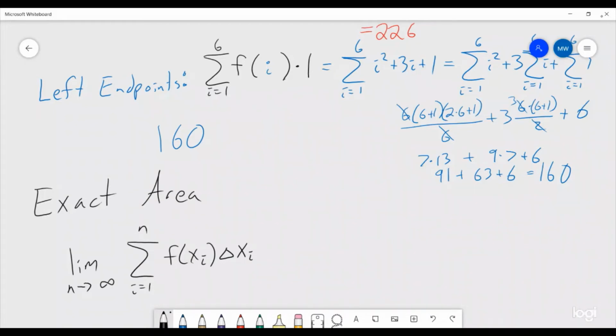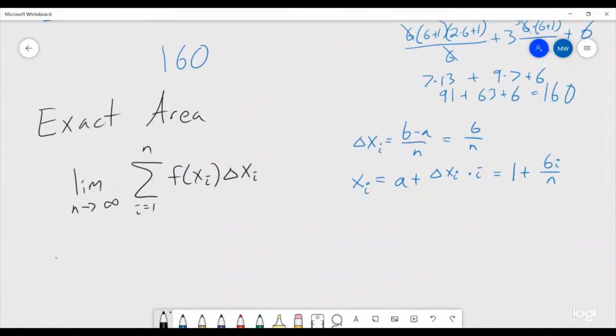But the challenge then is, what's our x sub i? Well, the formula that we're going to want to use is our right endpoint formula, actually. So we are going to want to have our delta x sub i's. Those are going to be b minus a over n. So in this case, that's going to be 6 over n. And then our x sub i's are going to be a plus delta x times i. So this is going to be 1 plus 6i over n. So we go do this.